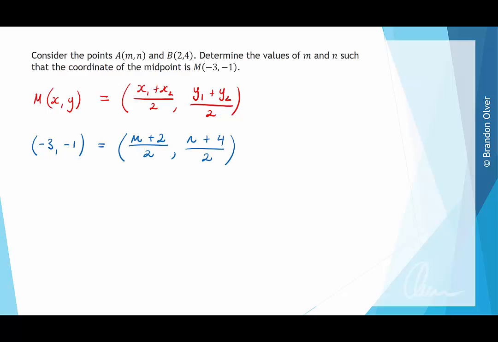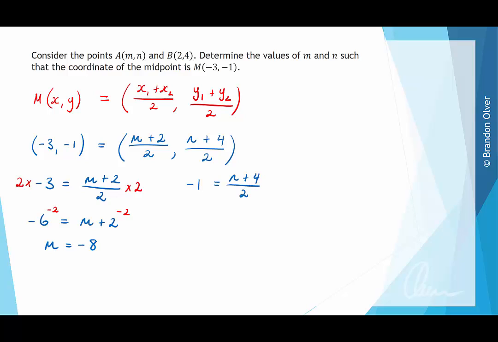And now because that's a coordinate, we can equate the x values and the y values. So we know that -3 is equal to m plus 2 divided by 2. So to find m, we multiply both sides of the equation by 2, and we find that -6 is equal to m plus 2. Then if we subtract 2 from both sides of the equation, we find that m is equal to -8.